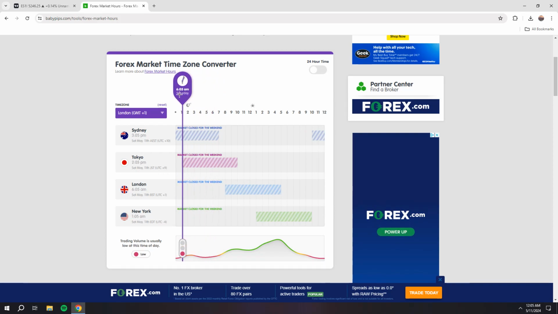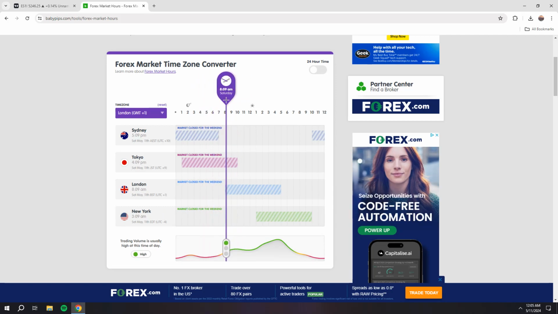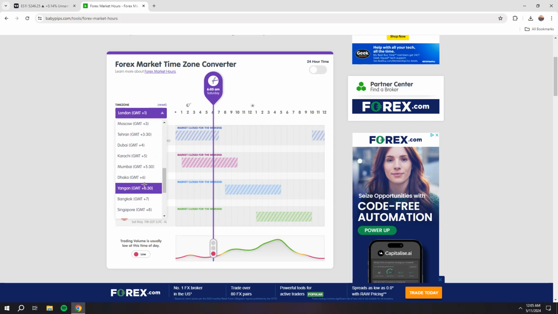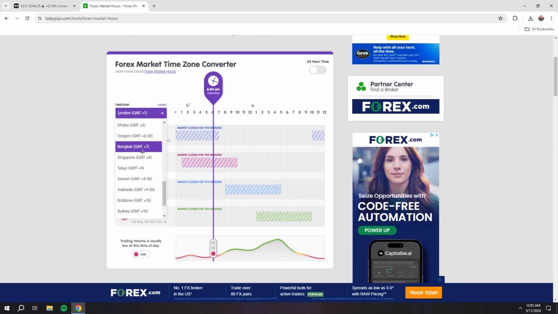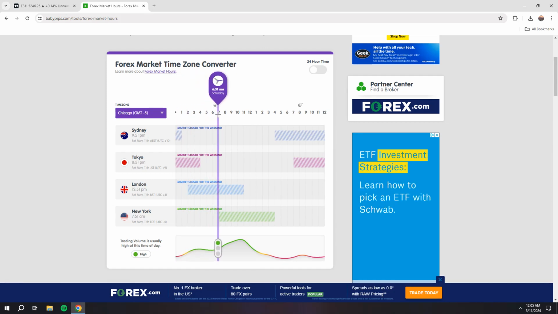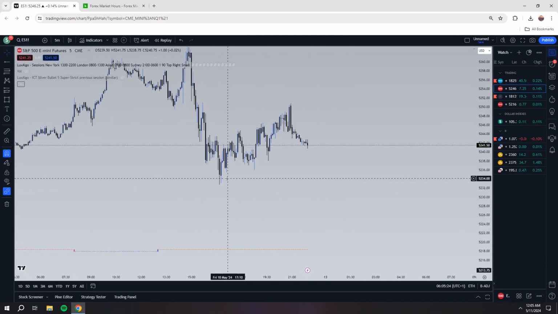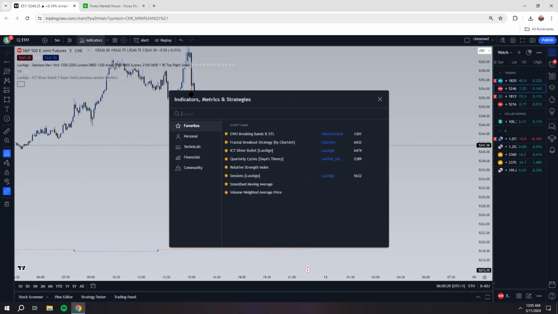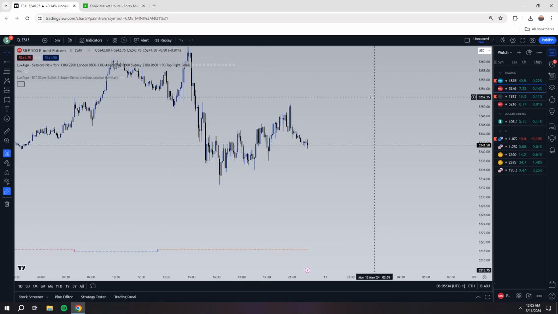Sydney session, I just ignore that because there's no reason to look at it. And then there's Tokyo, which is the Asian session, London session, and New York session, right? And if you set it to your time, whatever you want it to be, then you can see what times they open. So like Chicago time, we'll see New York opens at 7 a.m. for Chicago. And if you go up here, this is an indicator. You can search in the indicators tab for Lux Algo sessions. It's right there. This is what I have on.